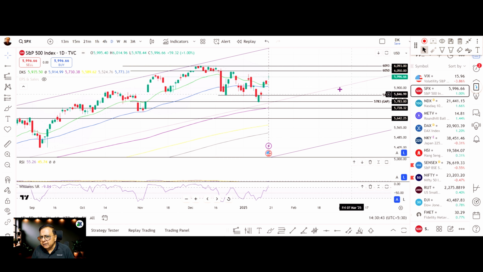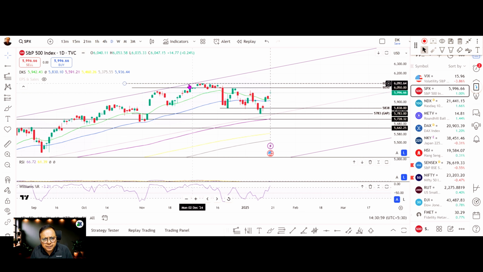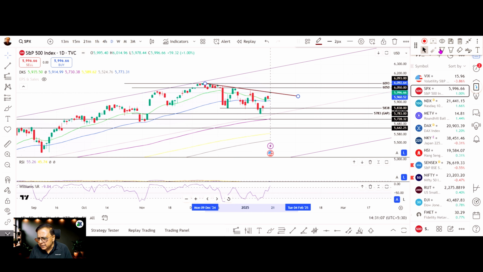Where is the immediate resistance? Can we see the consolidation band? This entire consolidation will act as a resistance area. So 6050 to 6093 is an important supply area. However, once this supply area is taken out, we can draw a counter trend line, and I'm drawing this counter trend line. Here, this is the immediate resistance.